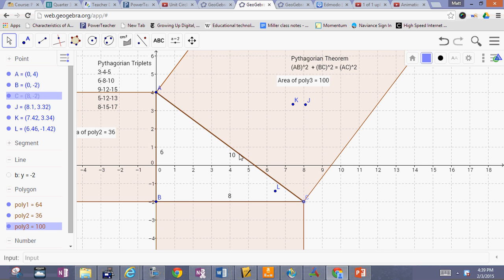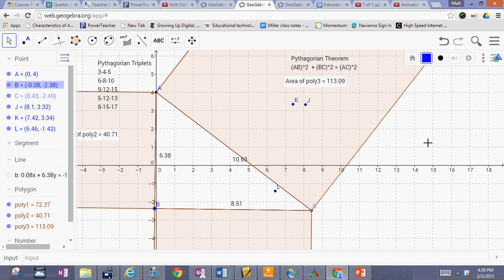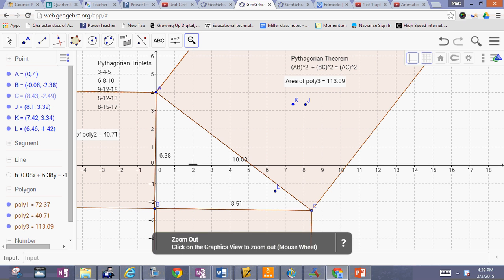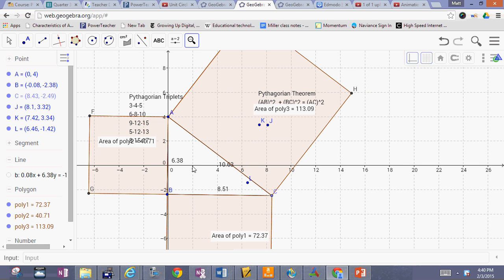You also have that 9, 12, 15. So if I could stretch this out, at some point I'm going to have to zoom out so we can see those boxes. So I'm going to zoom out here a little bit. All right, so there we go. We're going to try to get this one, that 9, 12, 15.